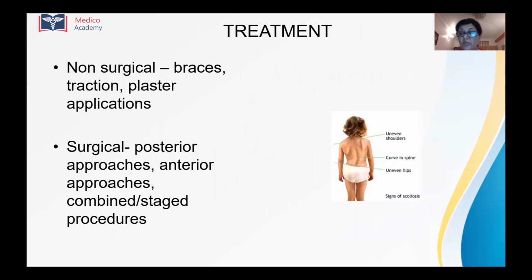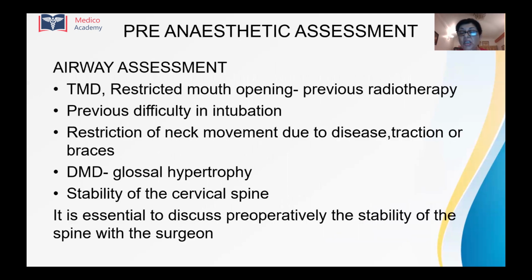cases. Now, what is the treatment of this scoliosis? It may be non-surgical, such as braces, application of traction, or plaster. Surgical may be either the posterior or anterior approach, or a combined staged procedure can be done. Now, for any spine surgery, the anesthesia involvement starts with the pre-anesthetic assessment.